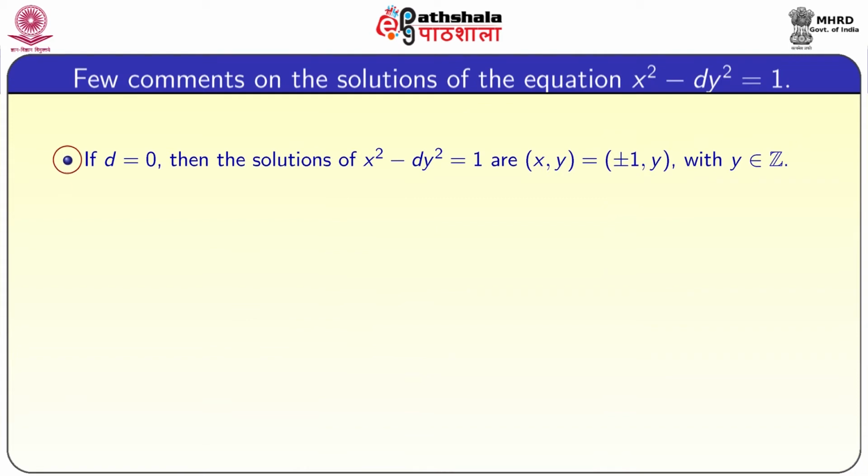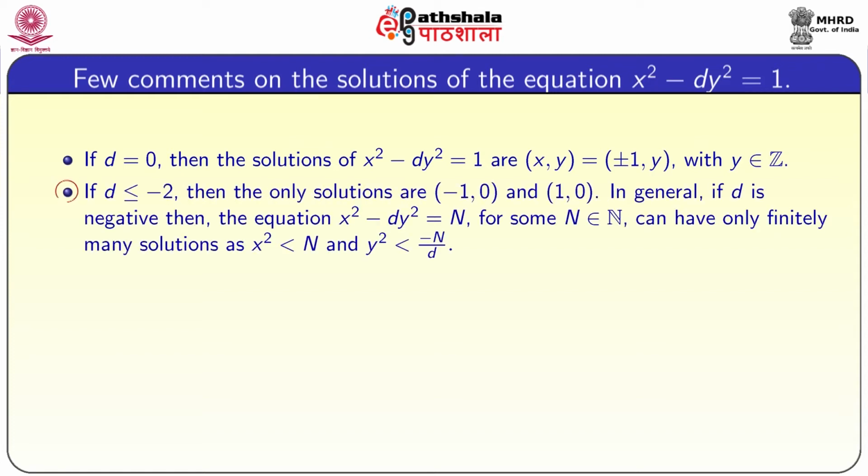Now, we are going to see a few comments on the solutions of the Pell's equation x square minus d y square equal to 1. First, note that if d equal to 0, then x square minus d y square becomes x square equal to 1. So, in that case y can take any value, but x equal to plus or minus 1. So, the only solutions whenever d equal to 0 are (plus or minus 1, y) with y belonging to Z. So, there are an infinite number of solutions, as we can vary y.